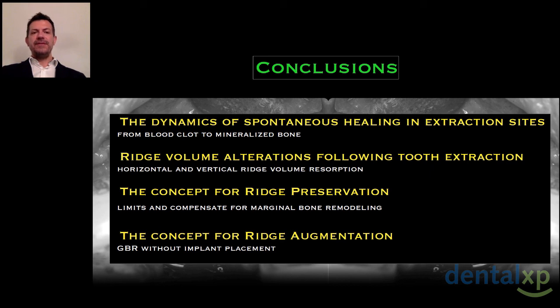We understood that the ridge volume alteration following tooth extraction can be compensated with the use of a ridge preservation procedure. After 4 to 6 months, we have a complete healing of the bone tissue, and we have this tissue where we can place implants and achieve very positive outcomes in terms of the stability of the marginal bone levels. We have seen a lot of histological evidence about the quality of this new tissue. And we have seen also the concept for ridge preservation.